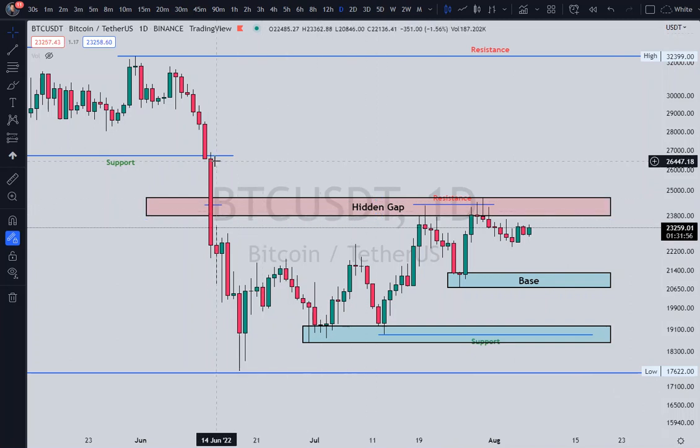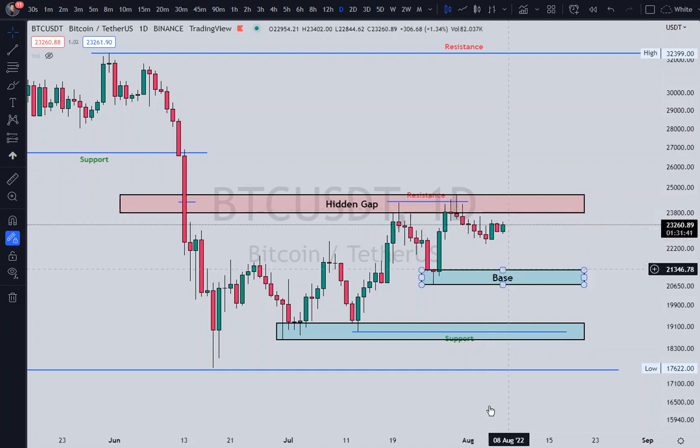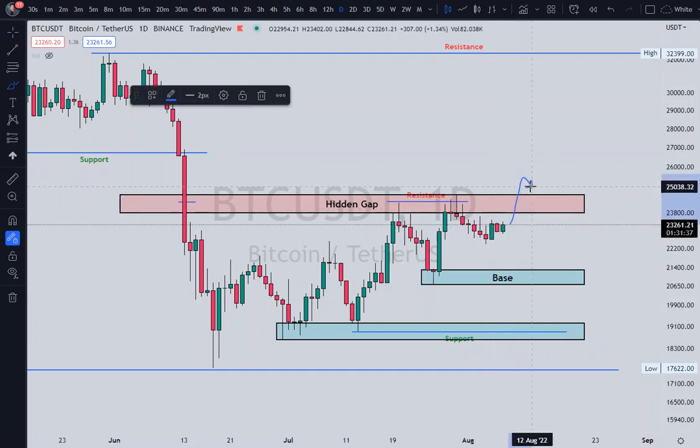It's a hidden gap. We have a very big red candle here, and here we have a hidden gap where the price shows one reaction to the downside. And if this time price can break this resistance to the upside and stay here, like to show a pullback, then the chance of going to the higher levels is so high if that happened.